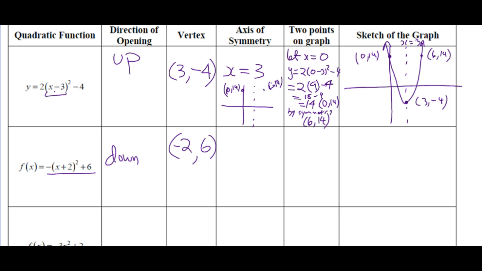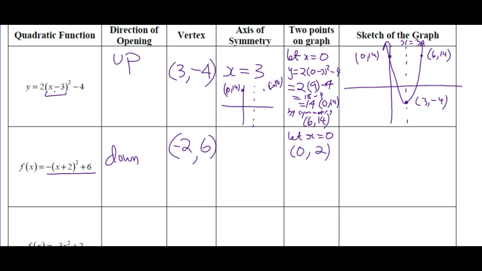Any other value for x, like you make x 0, which we do need, because we want that for a graph. So let's do this. We make x 0. 0 plus 2 is 2. Squared is 4. Then this makes it negative 4 plus 6, which is positive 2. So let x equal 0, and we get (0, 2).